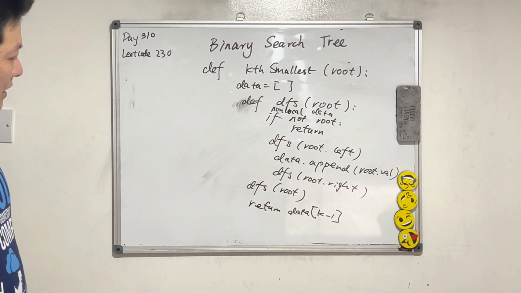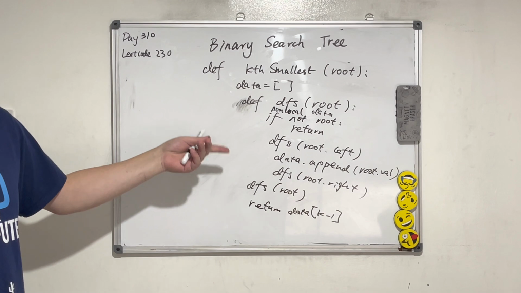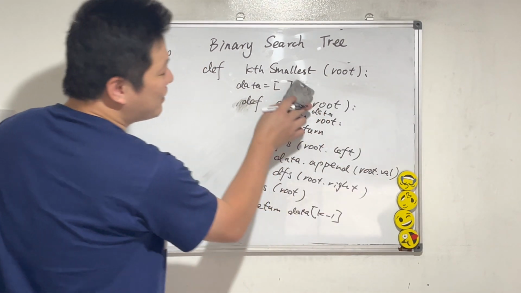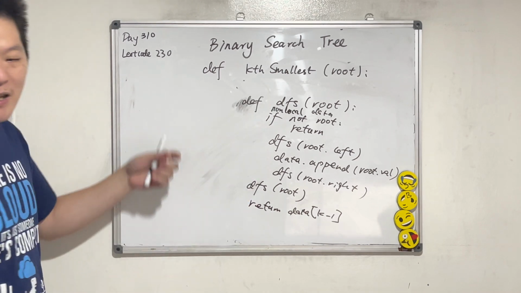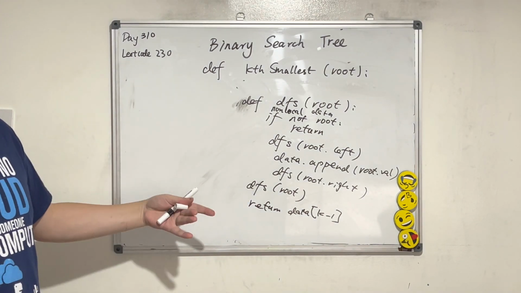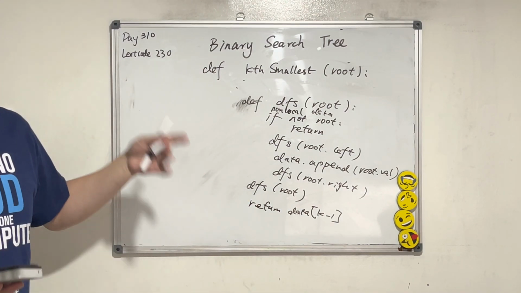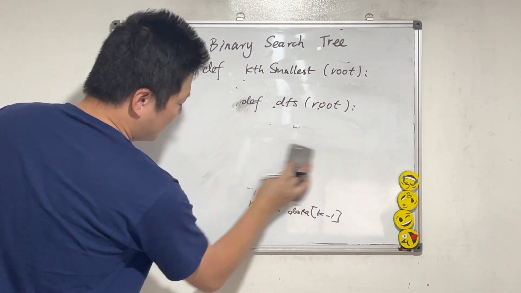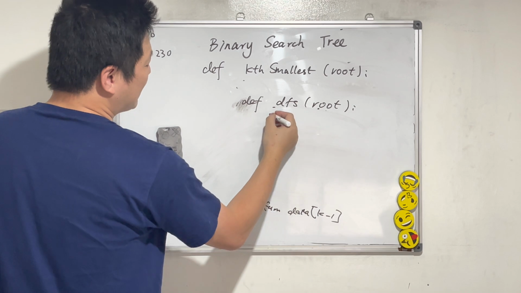So this is one way of doing this, recursion, in-order. We don't actually need this, we can make it a bit prettier. It's the same, but we make it pretty. So we write it, and we can just do this.